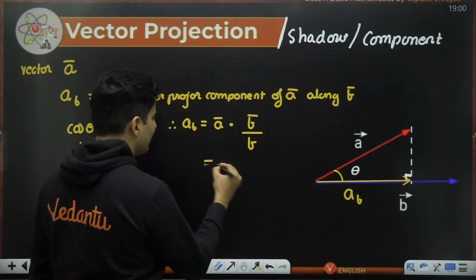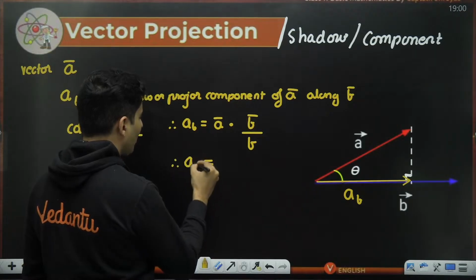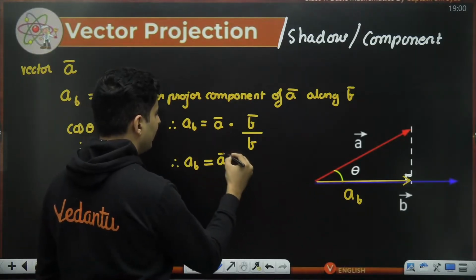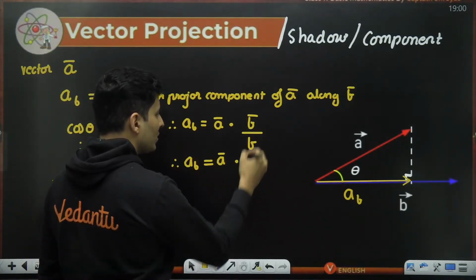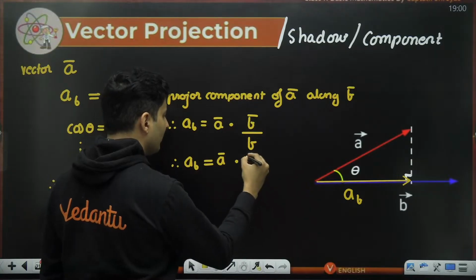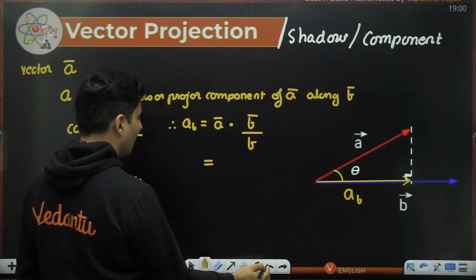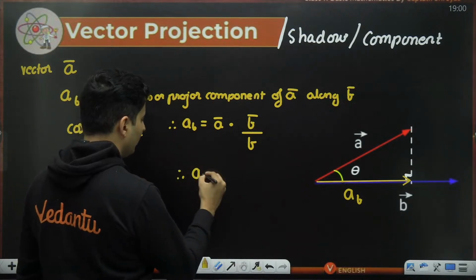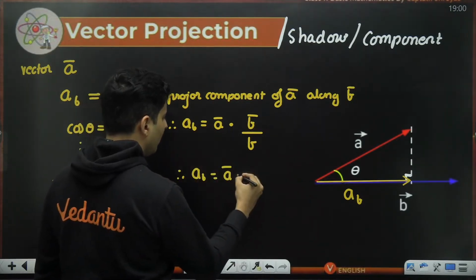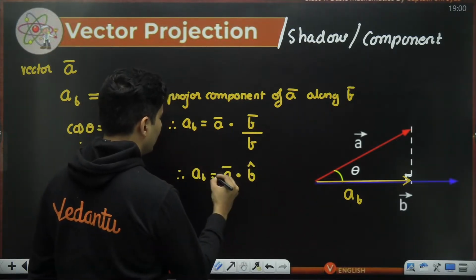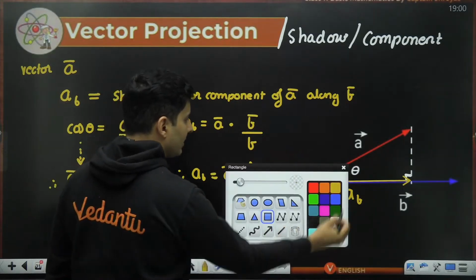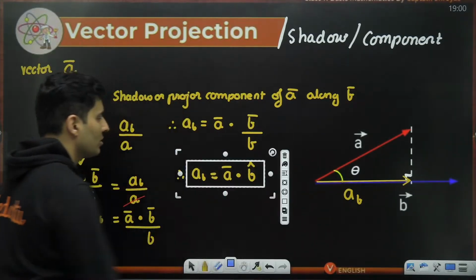What is this exactly? How many of you remember? What is a vector divided by its magnitude? So B bar by B is nothing but B hat. Therefore, I can just say A of B is A bar dot B hat. So that's it. That is the answer, guys. So if you remember this, your job is done.